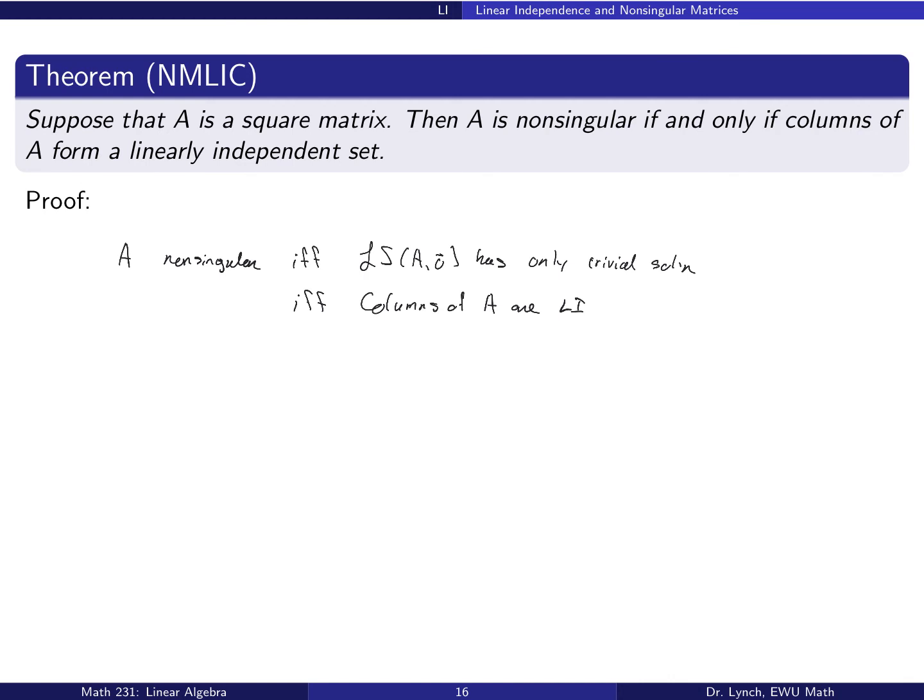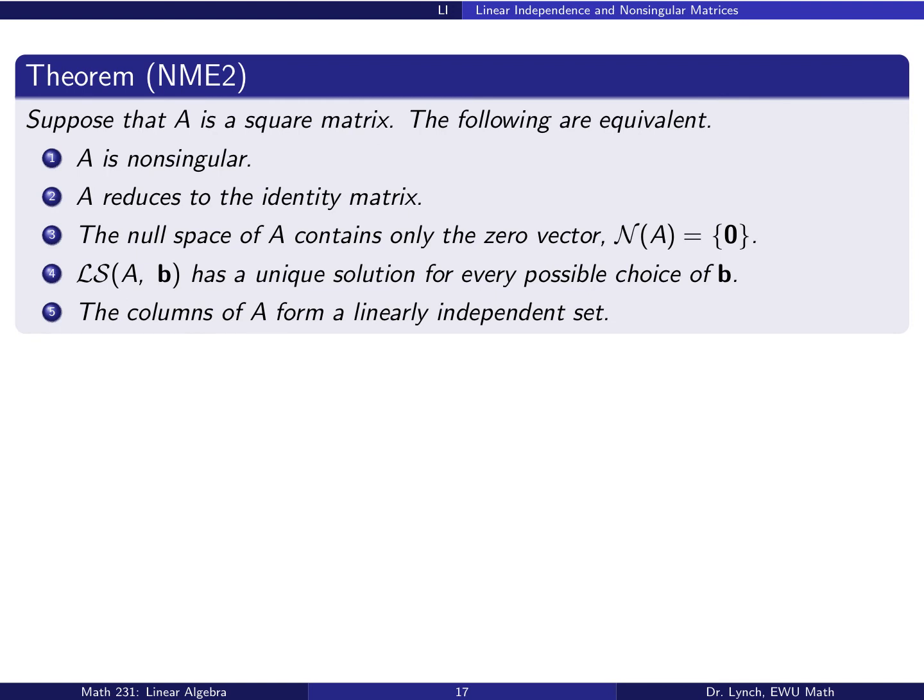Okay, so here we have a theorem of the form A non-singular if and only if something else. This is an opportunity for us to add to our non-singular matrix equivalencies. And the new addition is that the columns of A form a linearly independent set. Okay, so all of these things are equivalent.